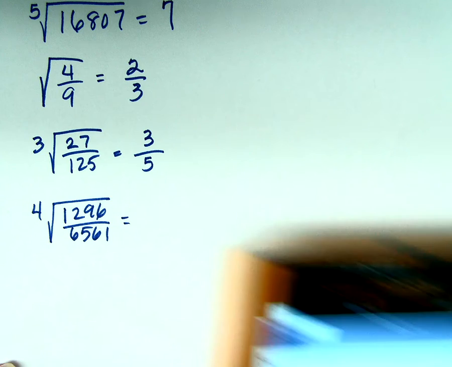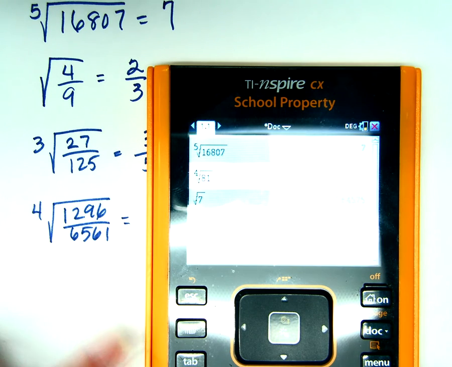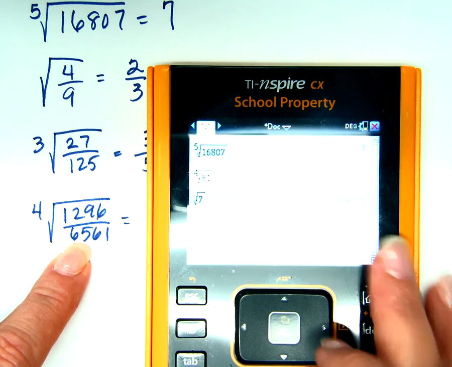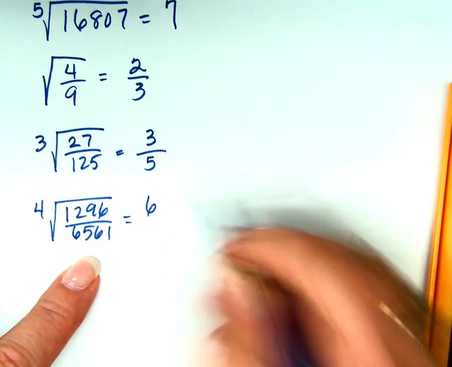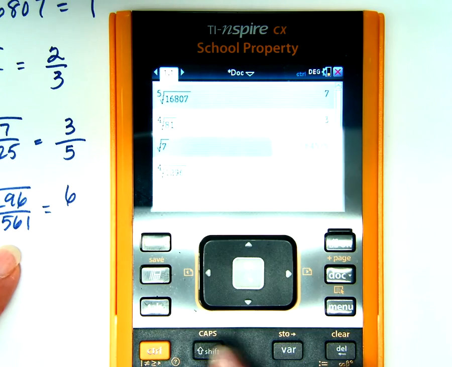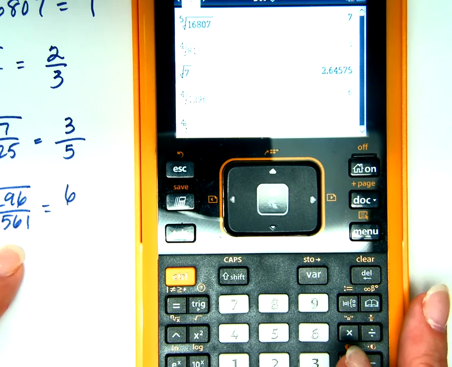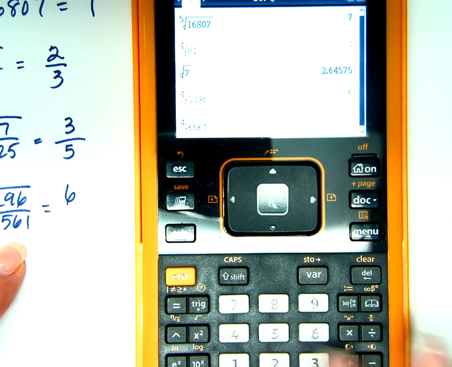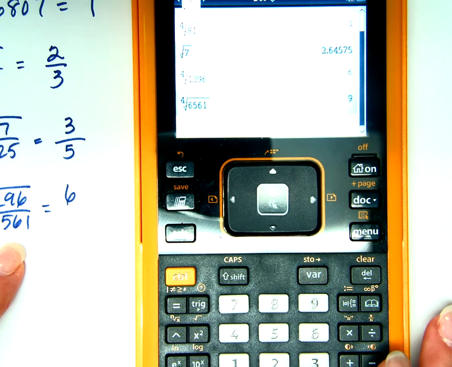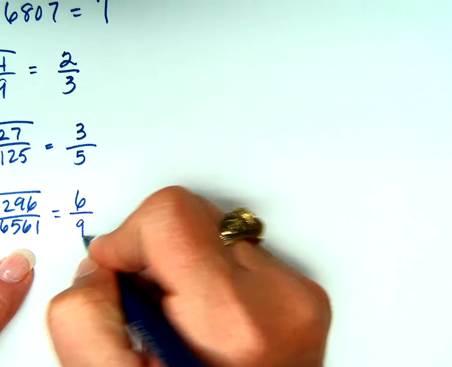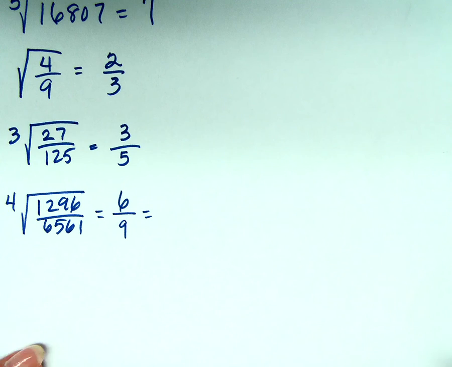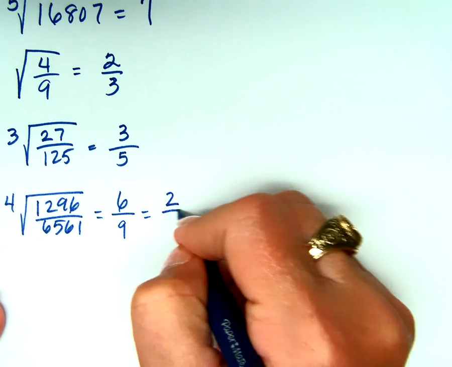Now here's what happened. When I first did this problem, I did the fourth root of 1296. Whoa, not that. The fourth root of 1296, and I got 6. And then I did the fourth root of 6561, and got 9. 6 over 9, right? Is that the answer? Oh, it's definitely not the answer, right? Because they're both divisible by 3, so it's 2/3, right?